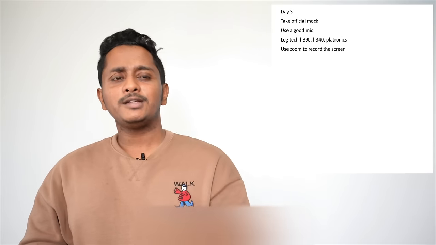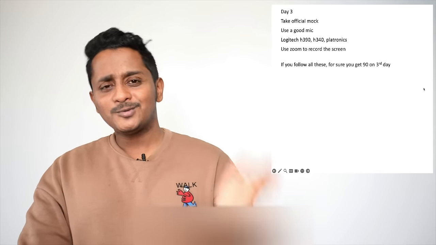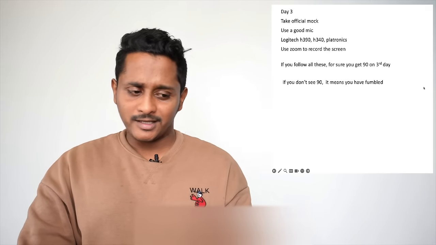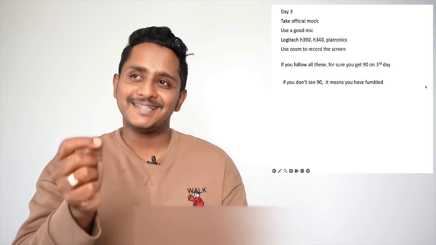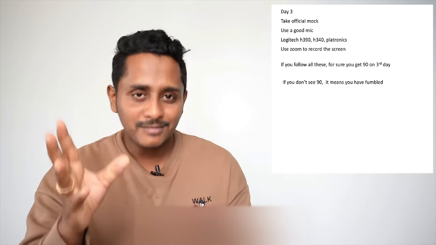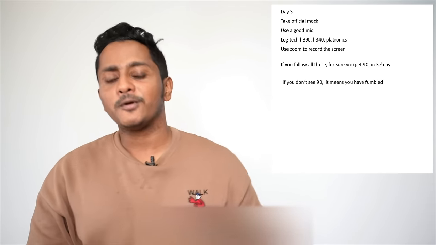Now, in the report, let's say you got 90. Perfect. If you follow the rules, whatever I told you, you have to get 90 on the third day. If you don't see 90, now listen to the recording and understand. If in read aloud you have made 10 fumbles, remove 10-15 marks. Repeat sentence, full fumbles. Out of 30, you have got 0.